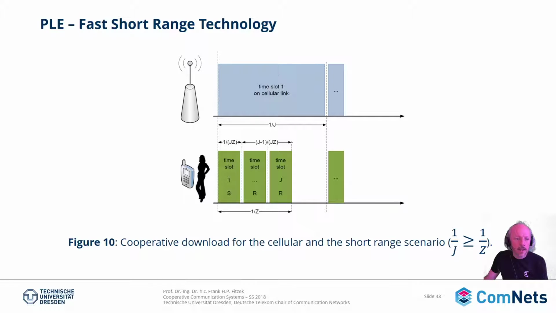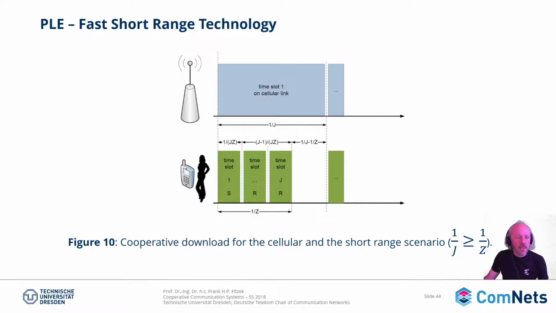That's quite easy. If you don't look at these values, just look at 1 over j and 1 over z, and the ratio of this is here. This is 1 over j minus 1 over z. So this makes sure that this is larger than 0. This is the time you are idle, this is the time you are sending, and this time is you are sending on the short range. And this is the time you are receiving on the cellular part.